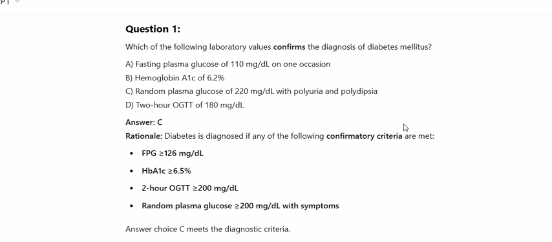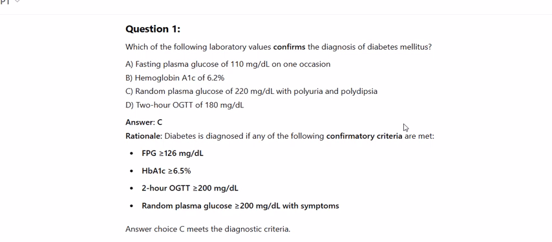Answer: C. Rationale: diabetes is diagnosed if any of the following confirmatory criteria are met. FPG 126 mg/dL or above, A1C 6.5% or above, 2-hour OGTT 200 mg/dL or above, random plasma glucose 200 mg/dL or above with symptoms. Answer choice C meets the diagnostic criteria.